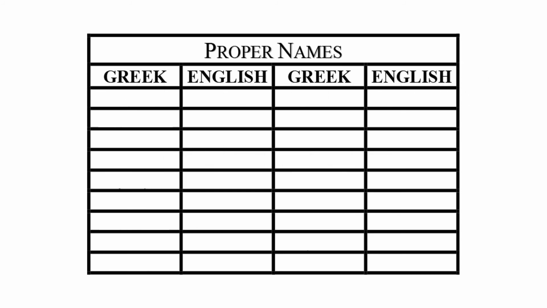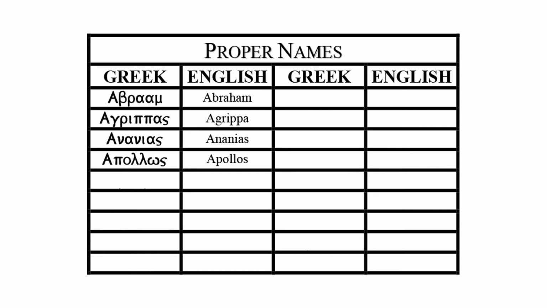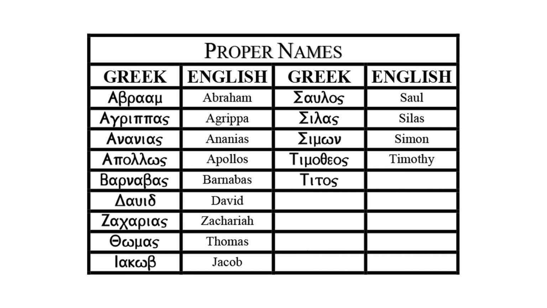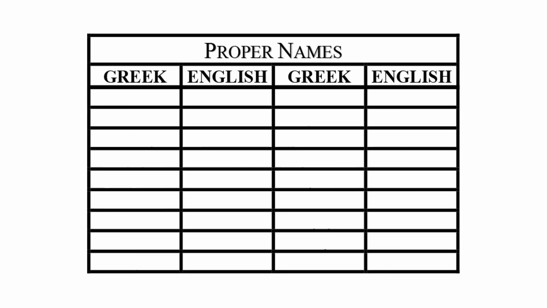Koine Greek proper names. Abraam, Abraham. Agrippas, Agrippa. Ananias, Ananias. Apollos, Apollos. Barnabas, Barnabas. David, David. Zacharias, Zechariah. Thomas, Thomas. Jacob, Jacob. Saulos, Saul. Silas, Silas. Simon, Simon. Timotheos, Timothy. Titus, Titus. Philippos, Philip. Asia, Asia. Babylon, Babylon. Galilaia, Galilee.